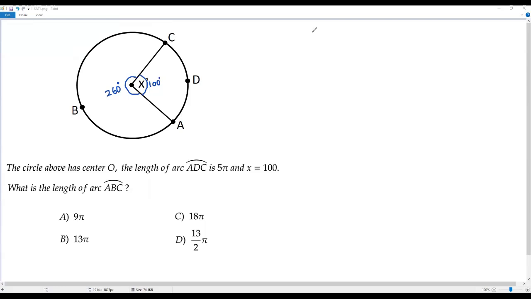Okay, there is a formula to get the arc length. Let me write the formula. Arc length is equal to theta divided by 360 degrees times the circumference of the circle, that is 2 pi r. Here, if I want to find the length of an arc, I must know the central angle of the arc, that is given by theta. Now, to get the length of arc ABC, I must know the central angle of the arc ABC. I know that, just now I got it, that is 260 degrees.